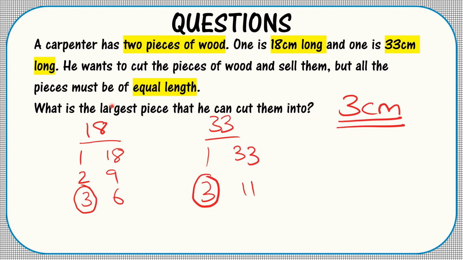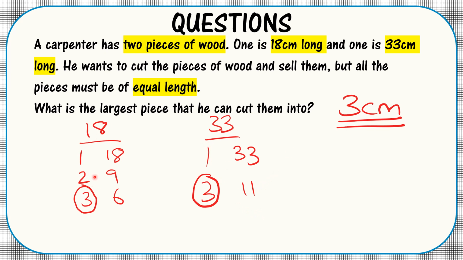What you need to understand is that this is a highest common factor type of question. So we can find the factors of 18, which is 1 times 18, 2 times 9, 3 times 6, and these are all the factors. For the second one, you have 33, which is 1 times 33, and 3 times 11, and there's no more.